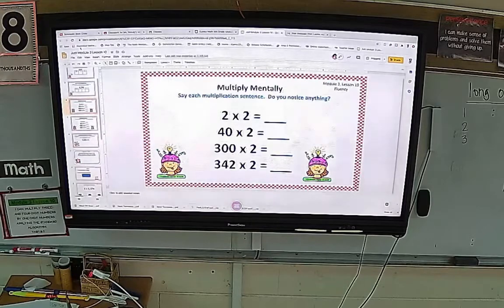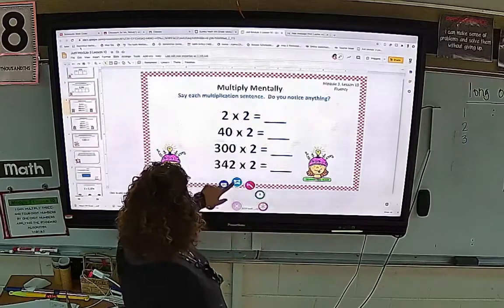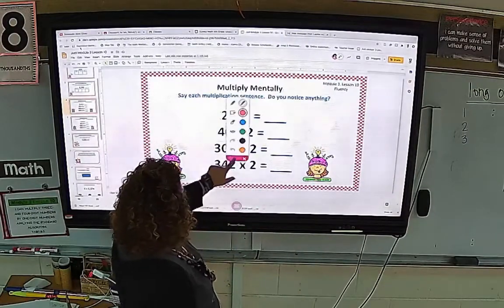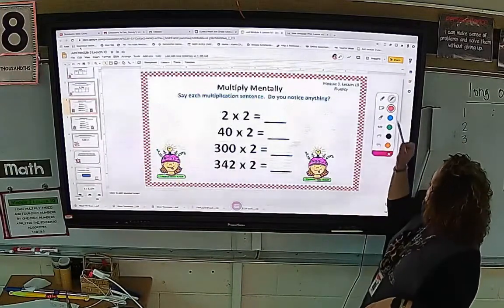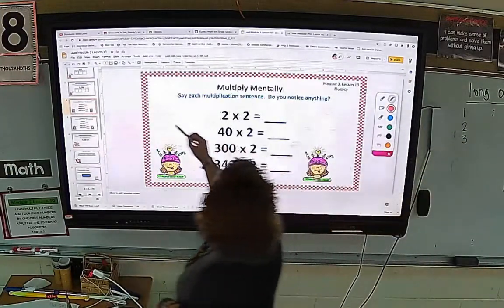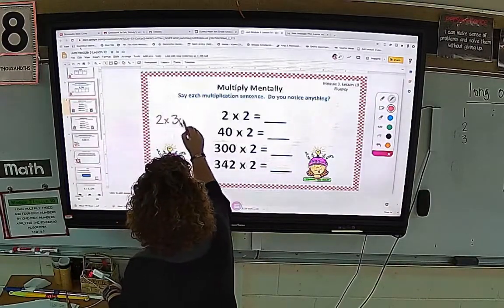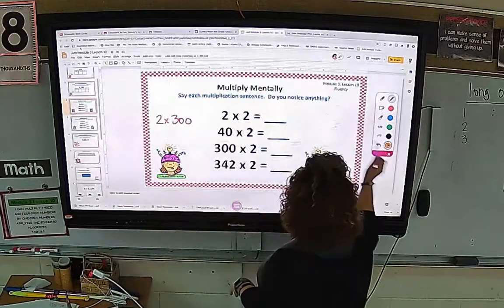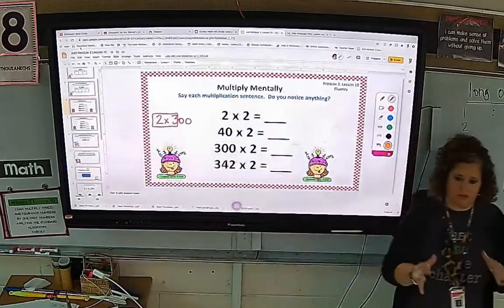Mason, what would that be? 600. Okay. And a quick way to do that, can you describe a quick way to figure that out? Think of 3 times 2. Okay. That's exactly what we would do. And then add the what? 2 zeros. Okay. You could actually think of it, if I took that and wrote it 2 times 300. Remember that little trick of boxing in those 2 digits and think of that. 2 times 3 is 6.